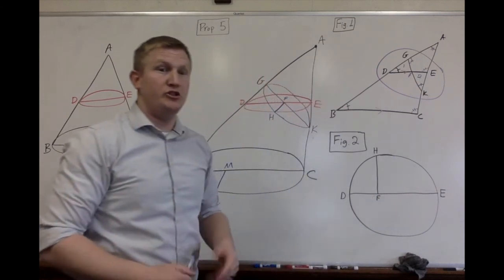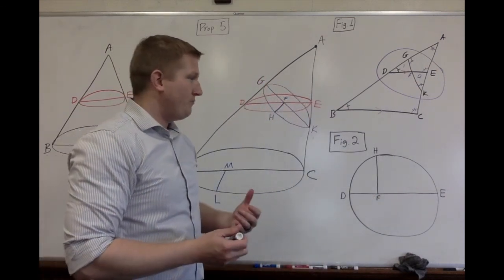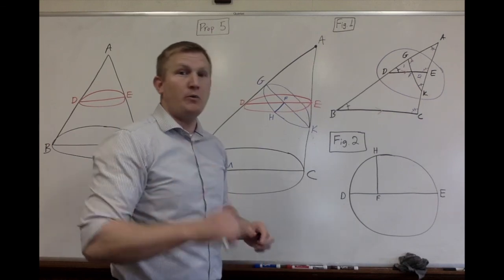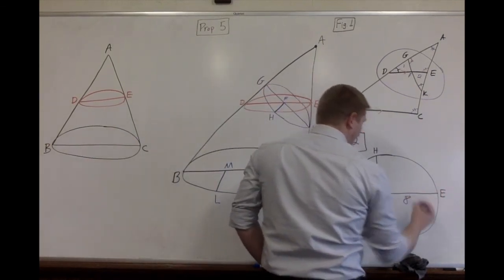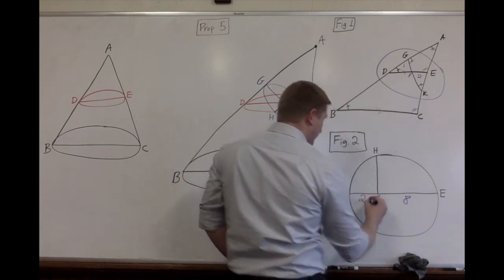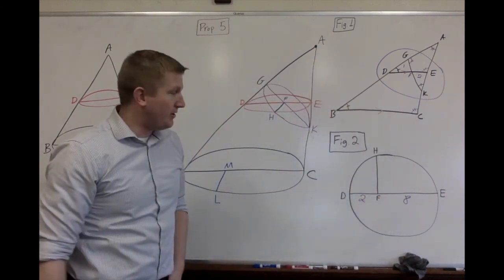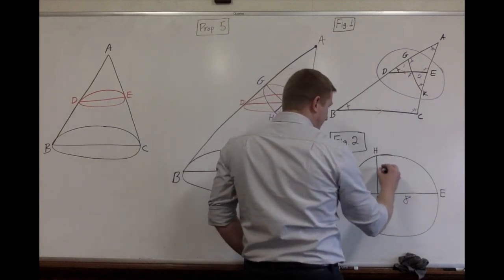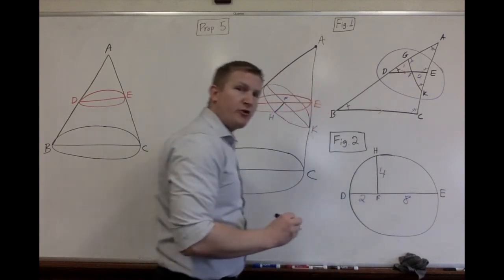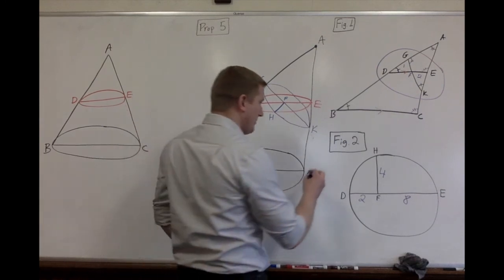It's going to be the geometric mean. Another way to think about it, if we want to do a numerical example, if FE was 8 and DF was 2, and we had a diameter of 10, if this were the case, HF would have to be 4, the geometric mean between 8 and 2.